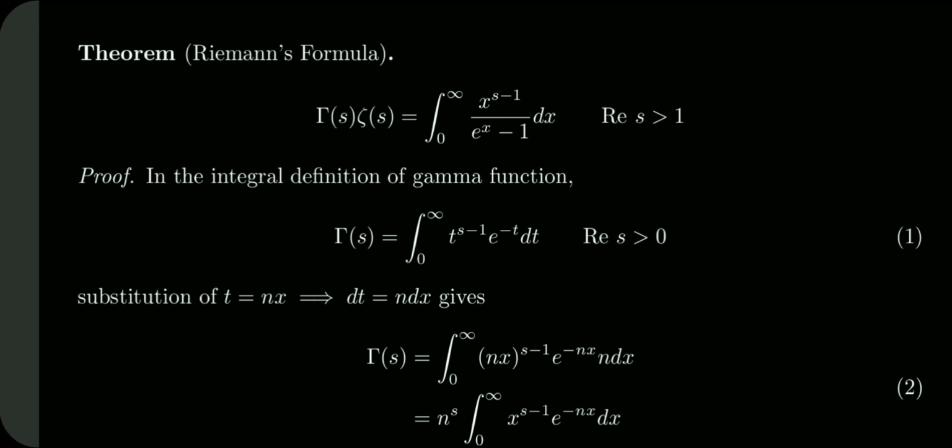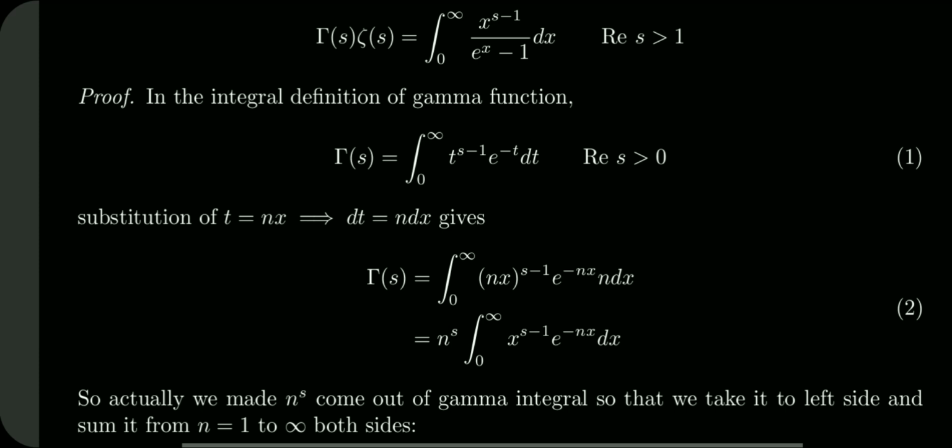Okay, so now in this Euler's integral definition of the gamma function, we substitute t is equal to nx, which implies dt is equal to n dx. So whenever t appears in Euler's definition of the gamma function, we substitute nx. In this way, in equation 2, we see that n to the s is separated or extracted out from the integral. We have n to the s times the integral from 0 to infinity of x to the s minus 1 times e to the minus nx dx.